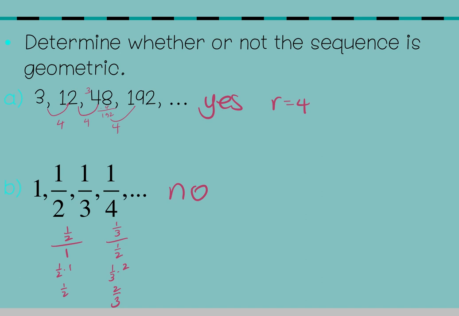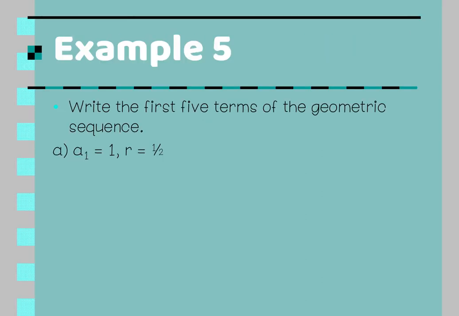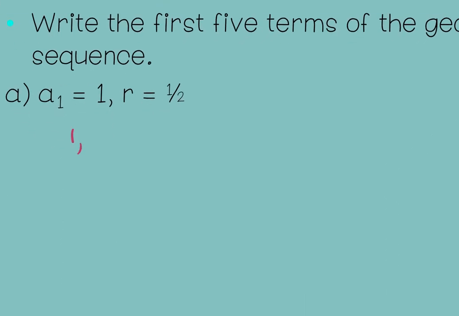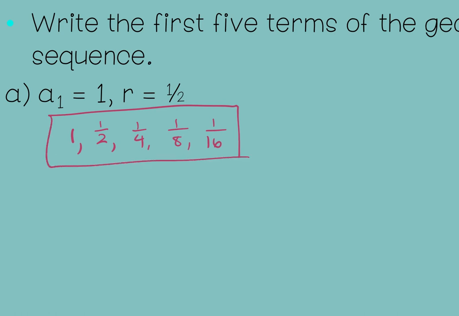Still good? All right, write the first 5 terms of this geometric sequence. So I give you A1 is 1, and then R is 1/2. So A1 would be 1, and then 1 times a half, a half. A half times a half, a fourth. A fourth times a half, an eighth. And an eighth times a half, 1/16. And those are the first 5 terms of the geometric sequence.